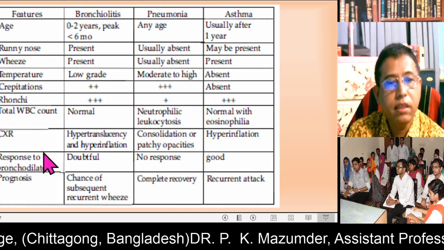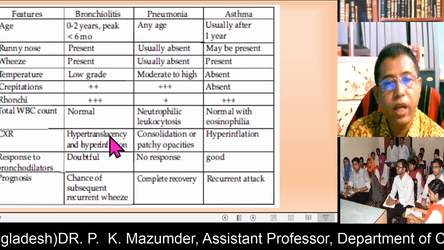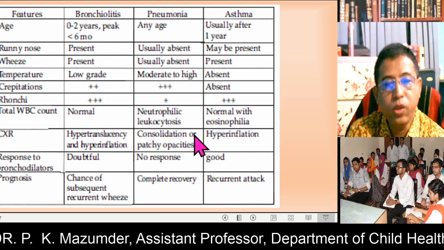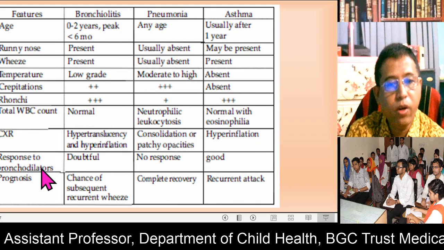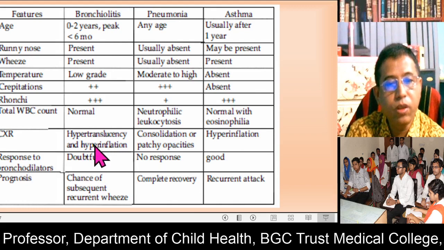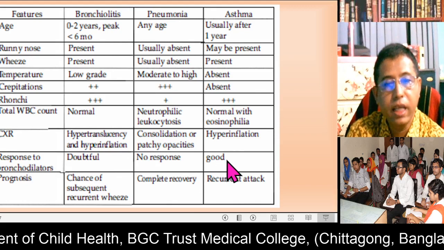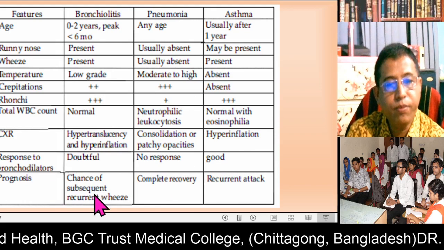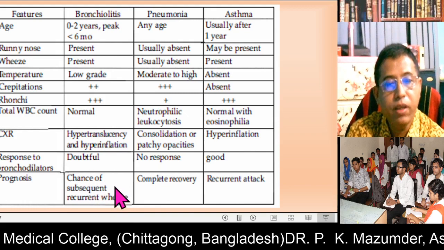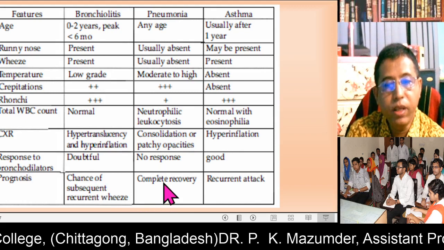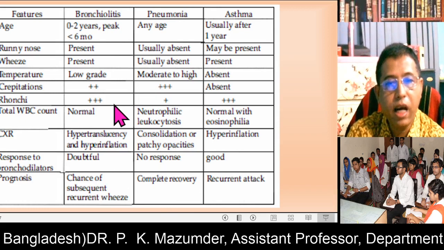In X-ray chest, hypertransparency and hyperinflation are the cardinal findings of bronchiolitis, but in pneumonia there is consolidation or patchy opacities. In asthma there is hyperinflation. Response to bronchodilators is doubtful, usually no response, in bronchiolitis. In pneumonia no response, but it is a dramatic response in bronchial asthma. Prognosis: there is a chance of subsequent recurrent wheezing, and sometimes the patient may develop bronchial asthma in future life. In pneumonia it is completely recovered, and in asthma there is recurrent attack. This question is asked in the viva board.